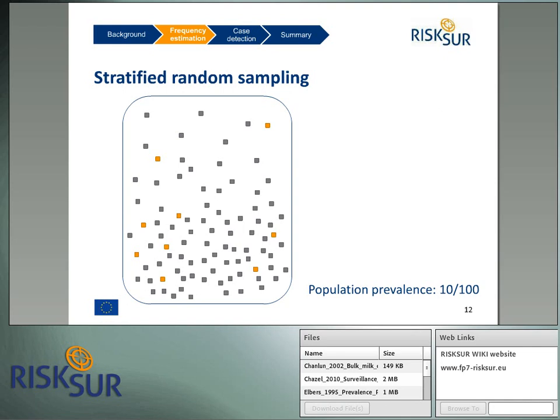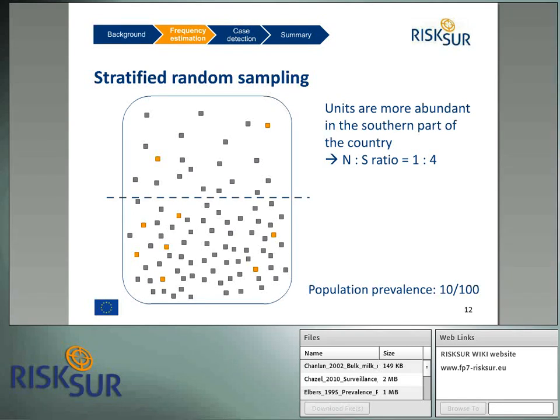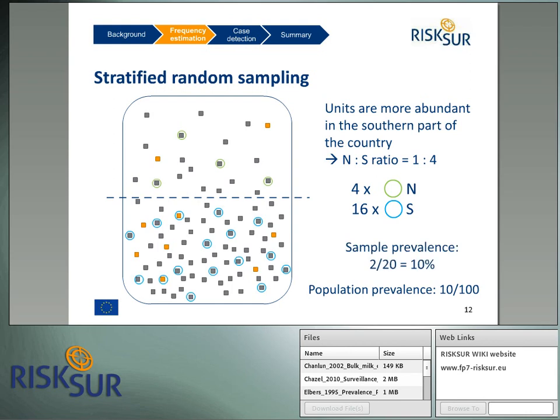Random sampling can also be stratified. If, for instance, we know that the units are more abundant in the southern part of the country, we might decide to collect two sets of random samples, one in the north and one in the south, with the sample size being proportional to the unit abundance in the two strata. A stratification like this often applies when the sample collection is managed by local administrative units, for example. By taking a random sample within the strata, we can again expect that the prevalence in the sample is a good estimate of the prevalence in the population.